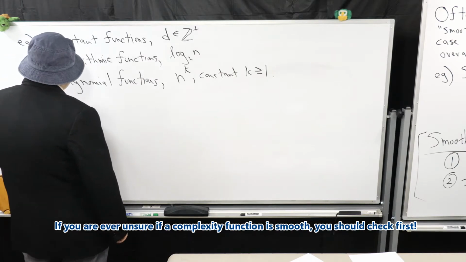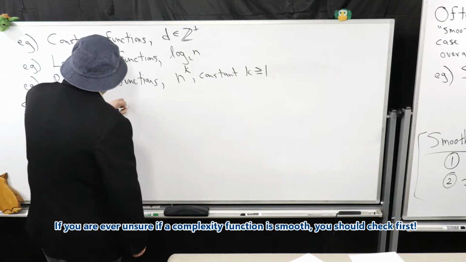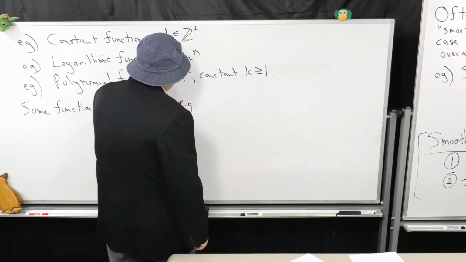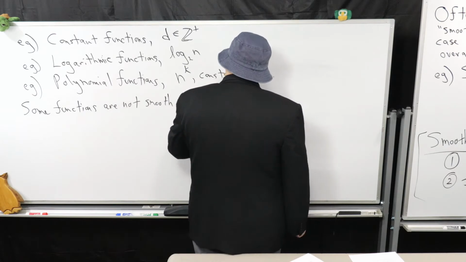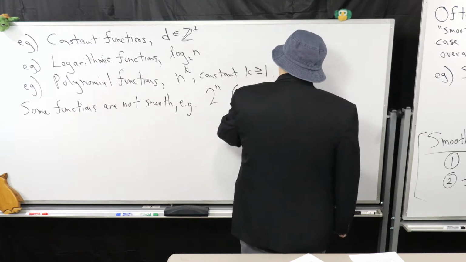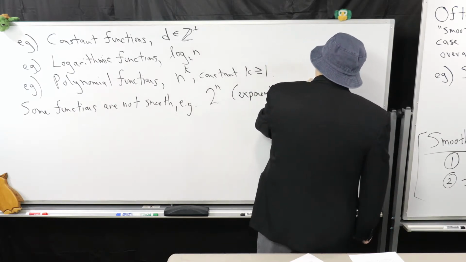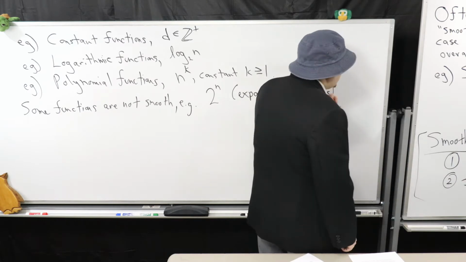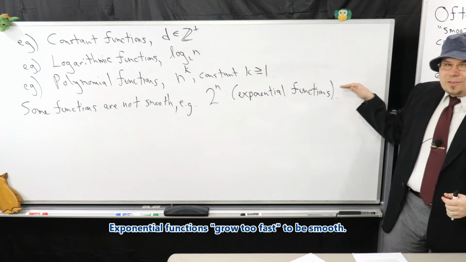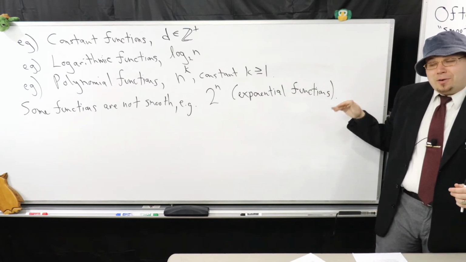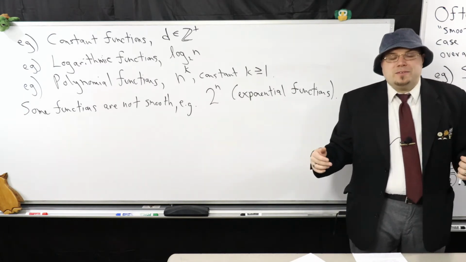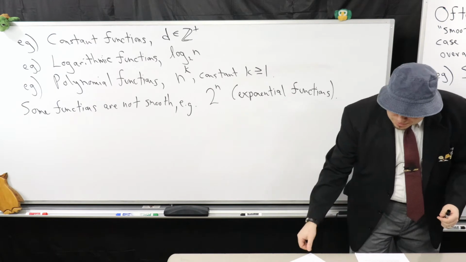So some functions are not smooth. For example, if I give you 2 to the power of n, so-called exponential functions, these are not smooth. So just be warned that not every function you're going to encounter is smooth. However, I said that many of the ones you're going to encounter are going to be asymptotically non-decreasing. That's an important thing to note.